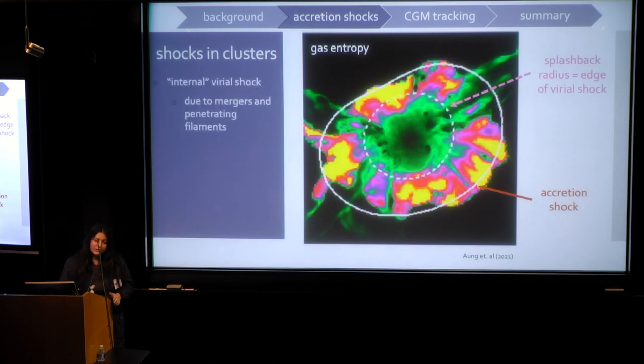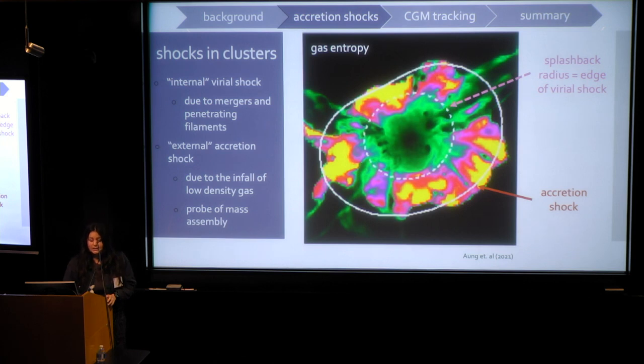So in a cluster, there are these internal virial shocks. These arise from merging within the cluster, like an infalling satellite into the cluster core or filamentary structure that is penetrating the ICM and being accreted into the cluster as well. There's also an external accretion shock. So this is due to the infall of very low density gas from the surroundings. And this is actually a remnant of the first halo collapse of the galaxy cluster itself. So this is a probe of the mass assembly.